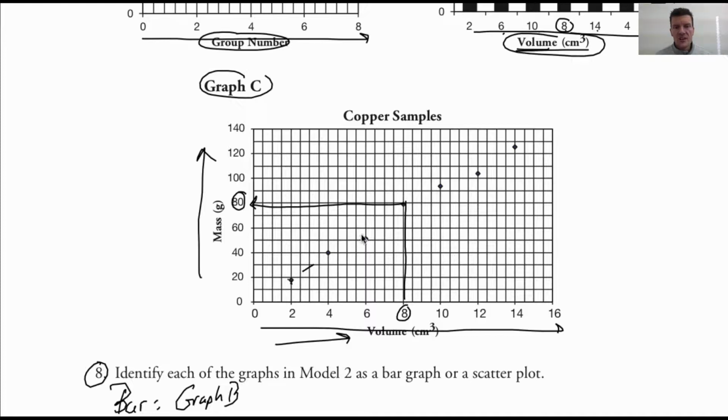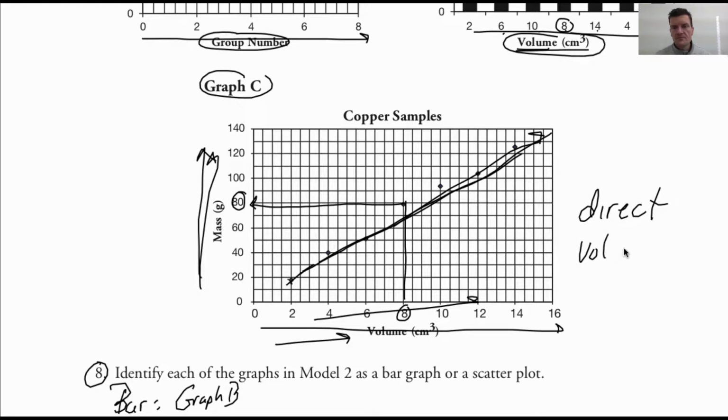If you were to take a straight edge and not necessarily connect all the points, but just draw a line that best represents the trend, you put half of the points above the line, half below, and you might get a nice straight line, maybe not quite like that. I should have gone up a little bit more. But you can see there is an increase. As volume increases, mass increases. This would be your direct relationship between volume and mass. Okay?